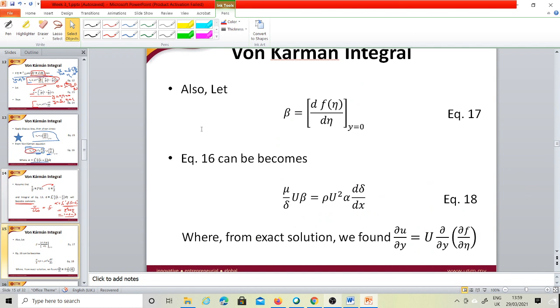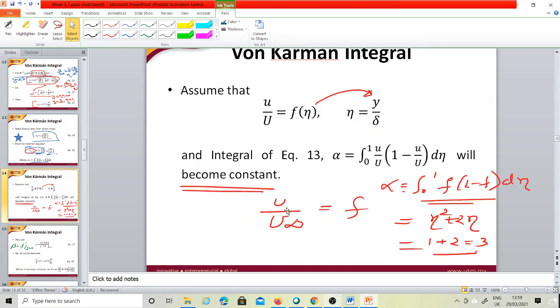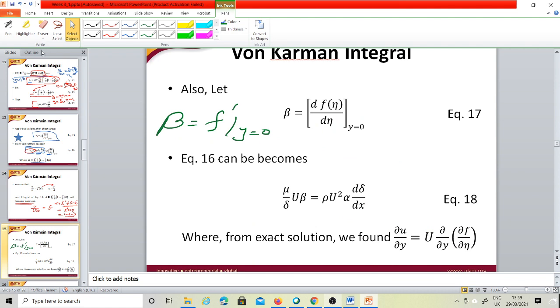Now let's consider beta as another variable. In this case, beta is actually f prime at y equal to 0. F prime at the wall we call beta. So equation 16 can be reshuffled and reorganized. How can we do that?